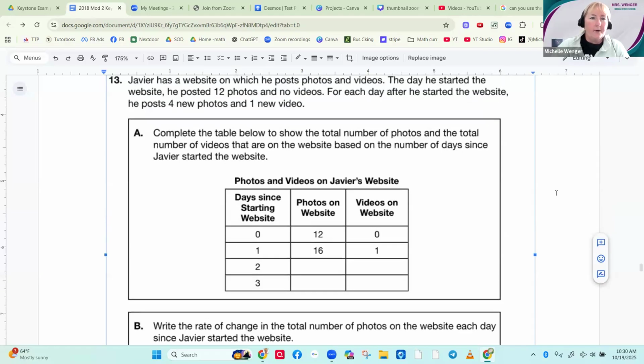So remember, they tell you that he posted 4 new photos daily and then 1 new video. That's your important piece of information, especially if you're doing this online on the laptop. So each day the photos increase by 4. So 16 plus 4 would be 20. 20 plus 4 would be 24.